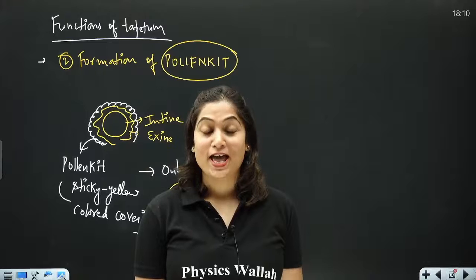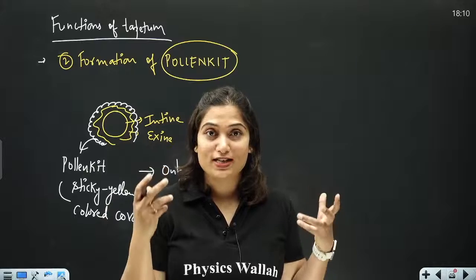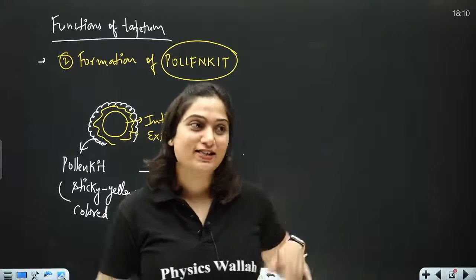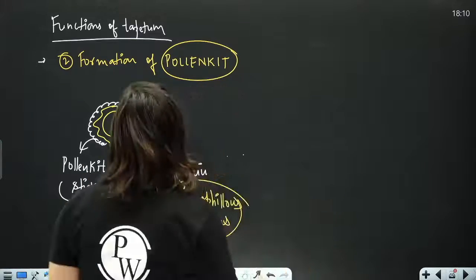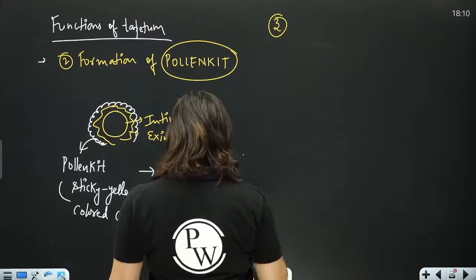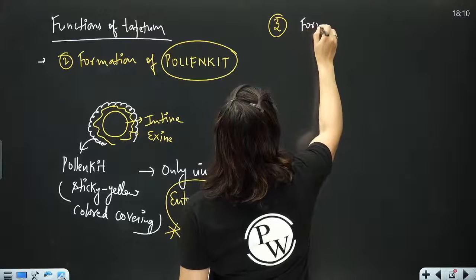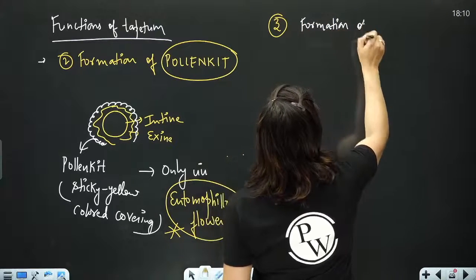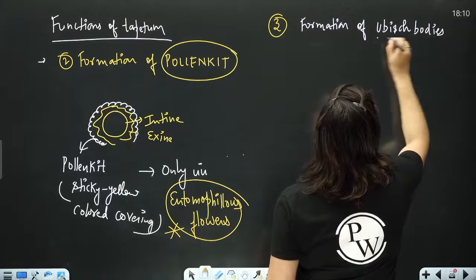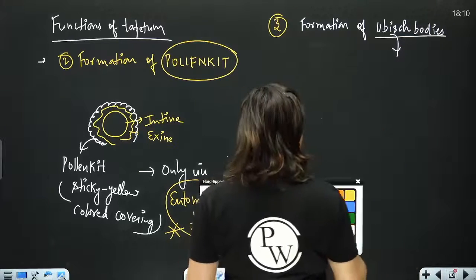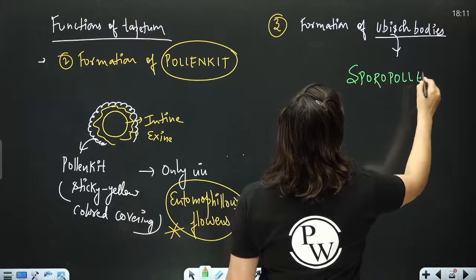They have pollen kit. And the pollen kit, how does it help? When the insect sits on the flower, because the pollen grains are sticky, the pollen grains stick to their legs, and when they move, the pollen grains move with them. So pollen kit is formed by tapetum. Then the third function is, it is also helpful in the formation of Ubisch bodies. It is responsible for the formation of Ubisch bodies. And these special Ubisch bodies, they in turn form a very special chemical that is called sporopollenin.